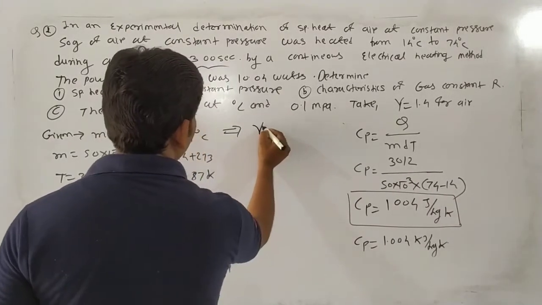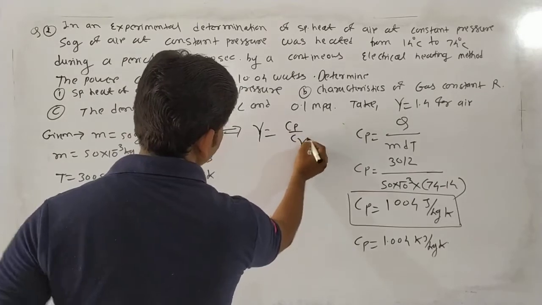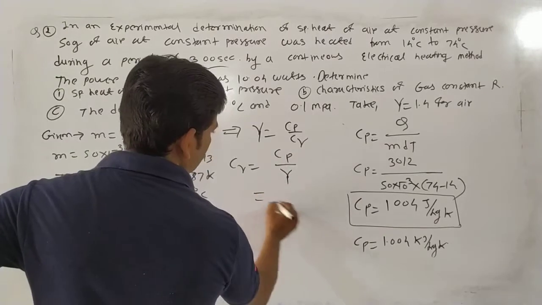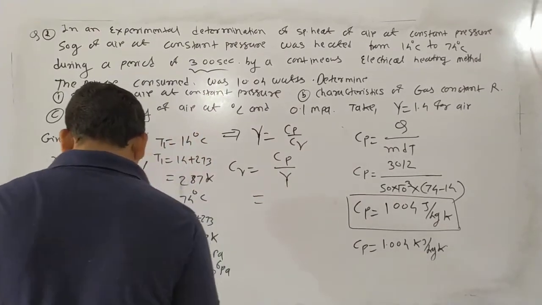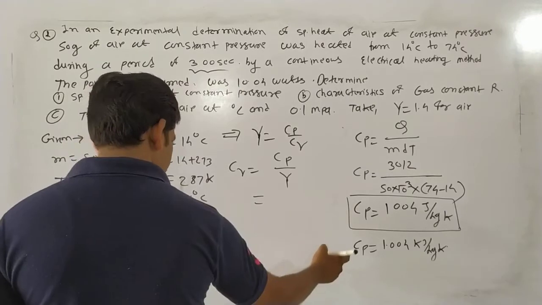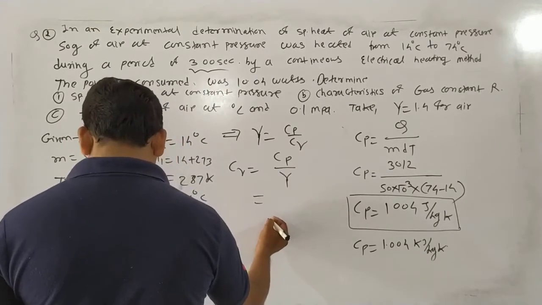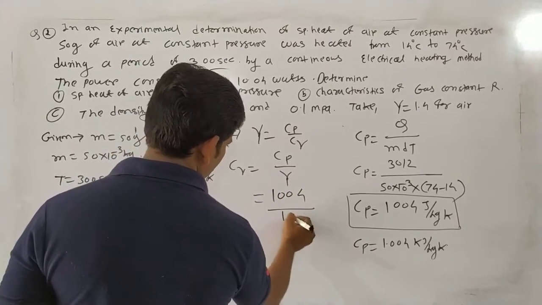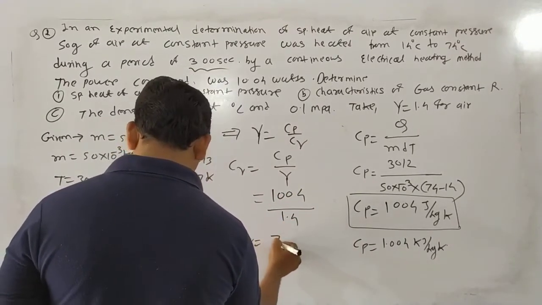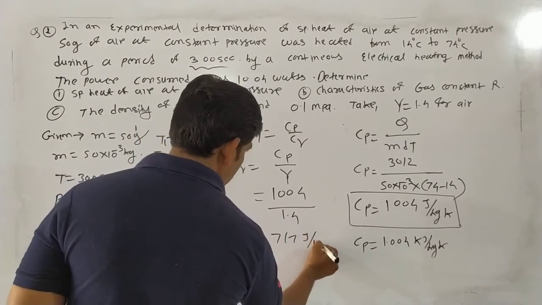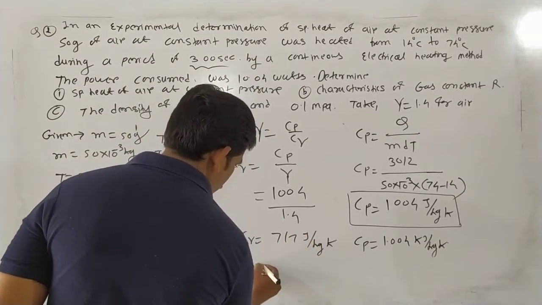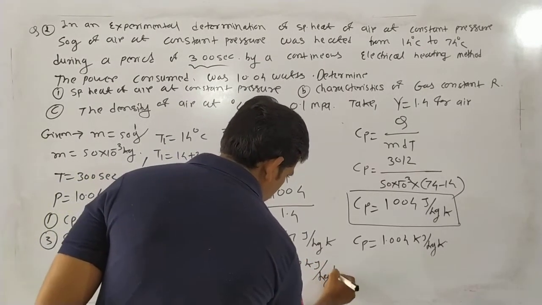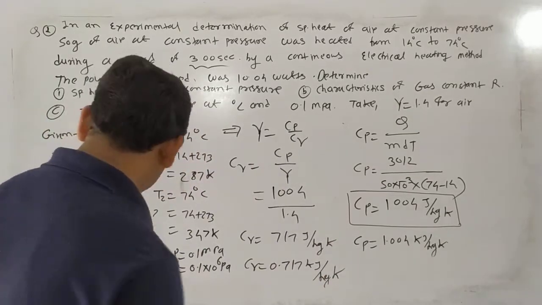So what is the meaning of gamma? Gamma means Cp upon Cv. So Cv means Cp upon gamma. We determine the value of this one. So what are we getting? 1004 divided by gamma, 1.4. So Cv is, it is 717 joule per kg Kelvin. So in kilojoule, 0.717 kilojoule per kg Kelvin. We determine the Cv also.